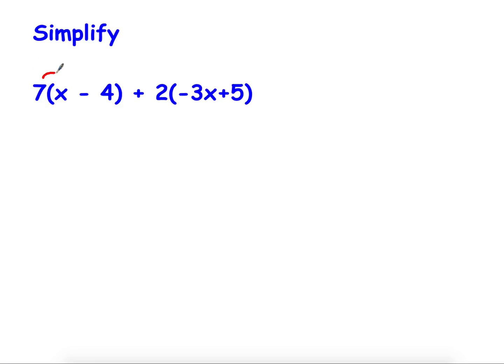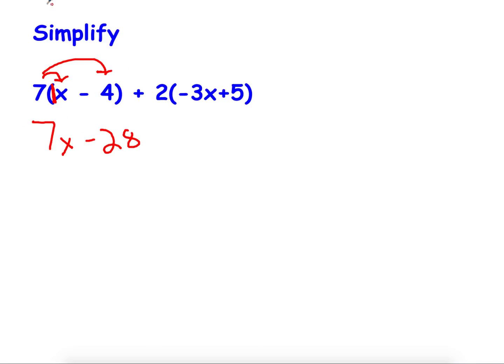Okay, so I have 7 times x right here, and I also have 7 times negative 4. 7 times x is just 7x. If I have x once, it's like having a 1x right here. If there's not a number in front of it, there's a 1. So 7 times 1 is 7. 7 times negative 4 is negative 28. So I did the distributive property here, and it gave me 7x minus 28.